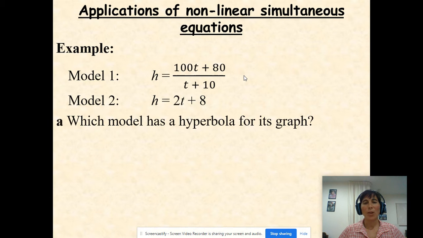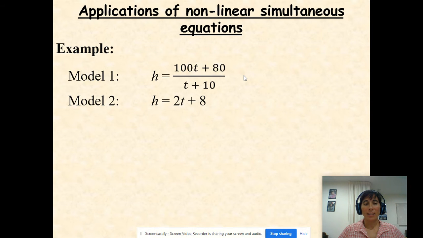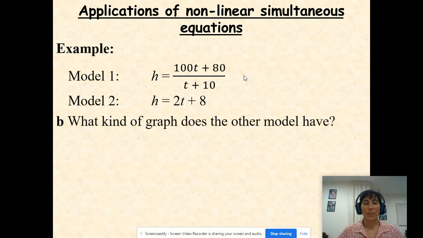A. Which model has a hyperbola for its graph? So to answer this, we'd have a look at the graphs, and probably by deduction you'd see that the correct answer is Model 1, hugely because there's a variable t on the bottom line there. B. Which kind of graph does the other model have? So hopefully when you look at that you can recognise a y equals mx plus c format, so that means that would be a straight line.